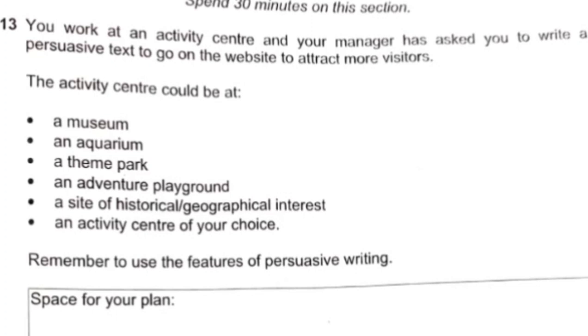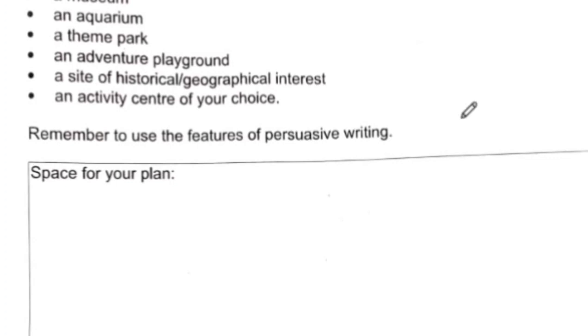You work at an activity center, and your manager has asked you to write a persuasive text to go on the website to attract more visitors. So the place is an activity center. The activity center could be a museum, aquarium, theme park, adventure playground, site of historical or geographical interest, or an activity center of your own choice. Maybe it can be a sports center, if you like sports. Remember to use features of persuasive writing. Here is the space for your planning. Then you are free to write whatever you want on this empty page.